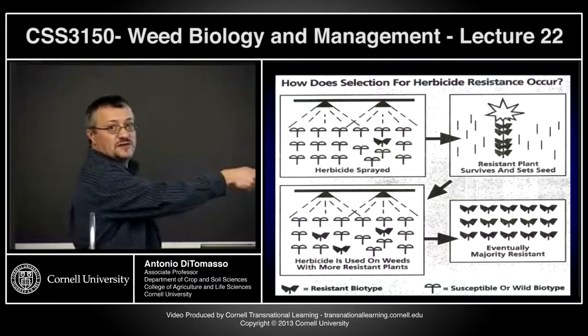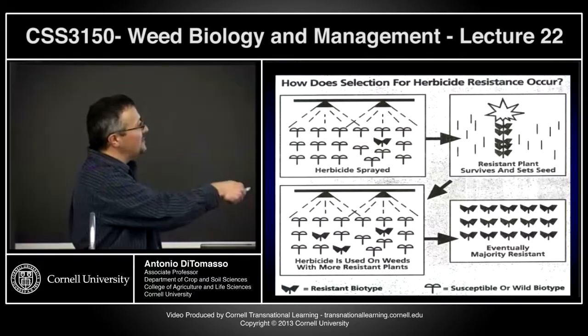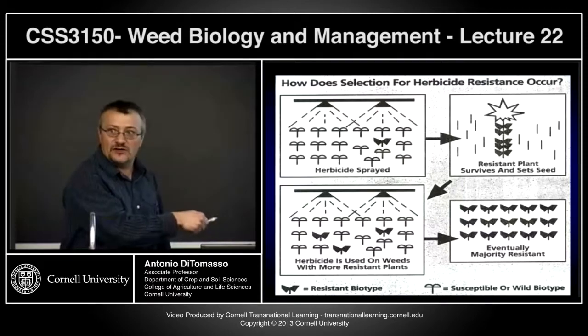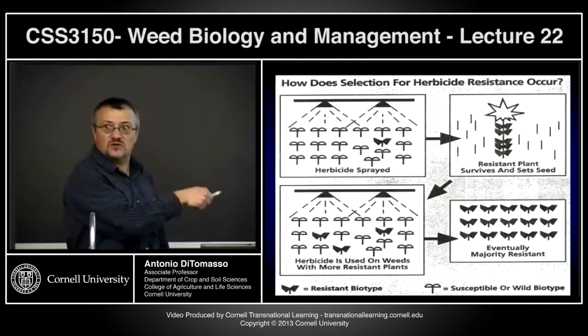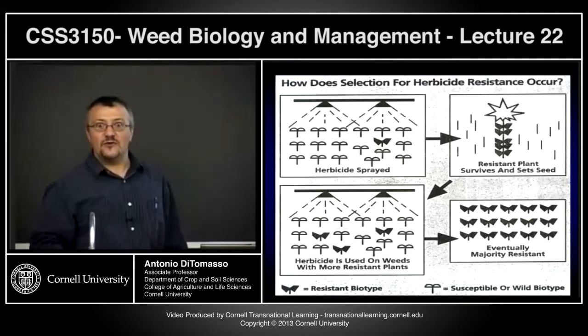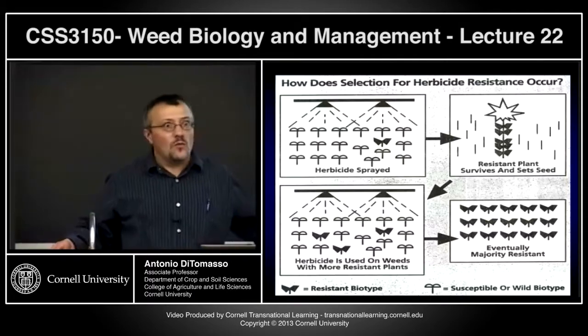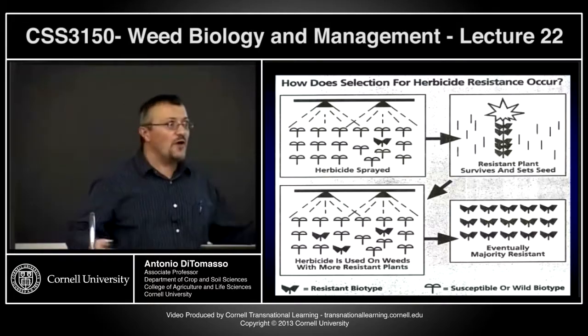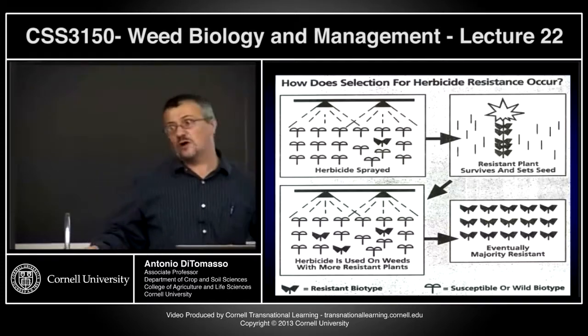It reproduces. What happens next time you spray the same herbicide, same mode of action? Instead of having one individual, you now have two or three from those seeds. And by the time you spray again, in the 3rd, 4th, 5th year, over 30, 50, 60% of the population is the resistant biotype. You've wiped out the susceptibles, and now you're in trouble. Now you've got to ask, what else am I going to do?